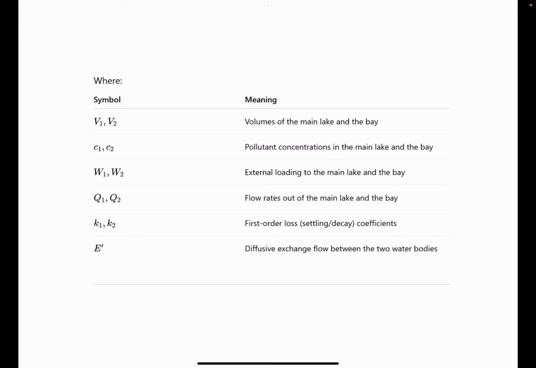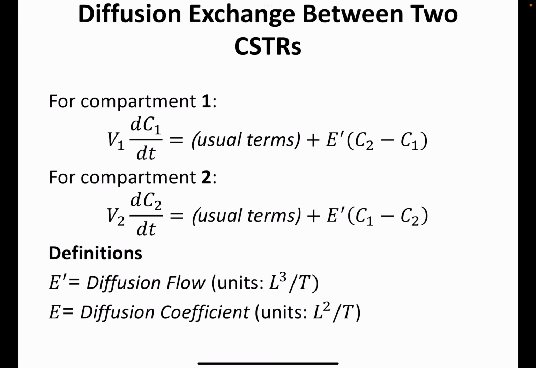These are the symbols. V1, V2 is the volume, C1, C2 is the concentration, W1, W2 is the external loading, Q1, Q2 is the flow rate out of the main lake and the bay, K1 and K2 is the first order loss, settling, sometimes decay, sometimes volatilization, depending on the case, and E prime is the diffusive exchange flow between the two water bodies. Let's assume that we have two CSTRs and pollutants are moving. There is a diffusion of pollutant from CSTR1 to CSTR2 and from CSTR2 to CSTR1.